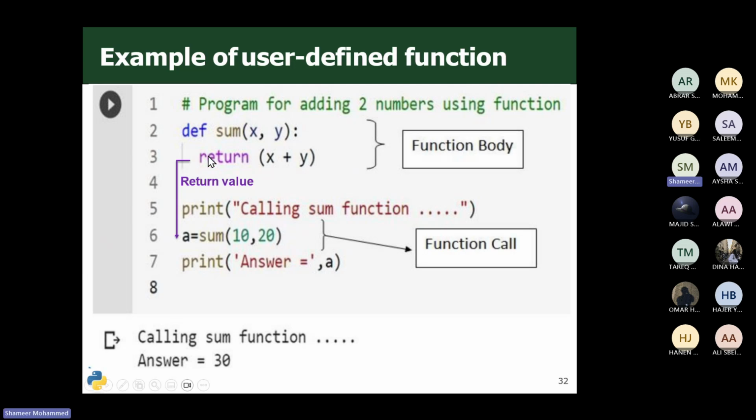So return means it will return the value and store it in this variable. So that variable you are printing here. Answer is equal to A. So 10 plus 20 will go here. It will add here, return, and store in this variable. So that variable is this. Understand, students? Yes, Mister.